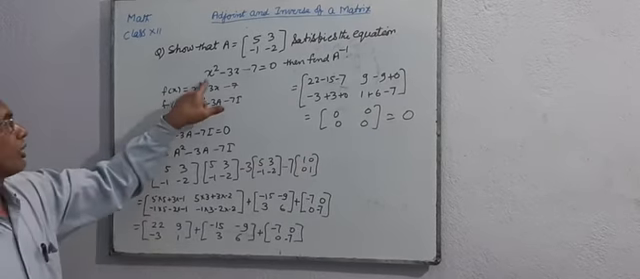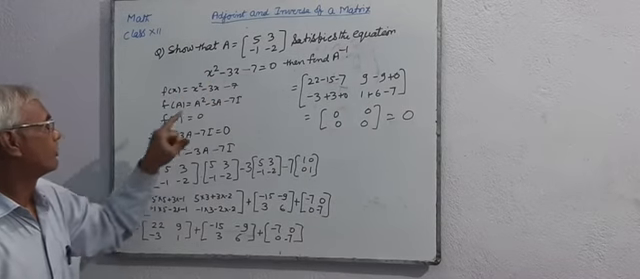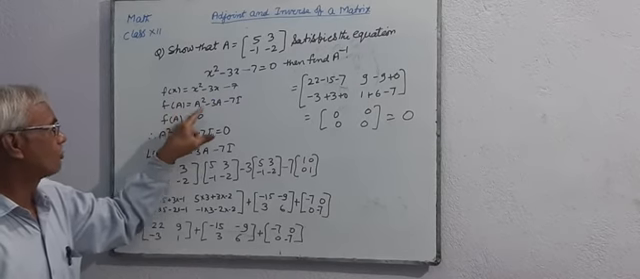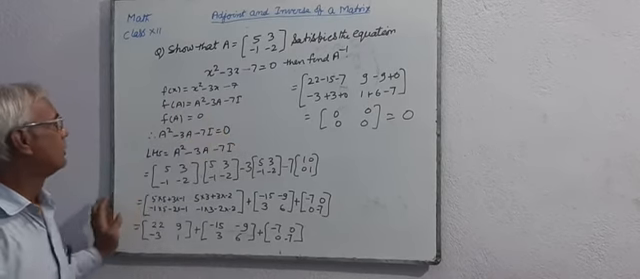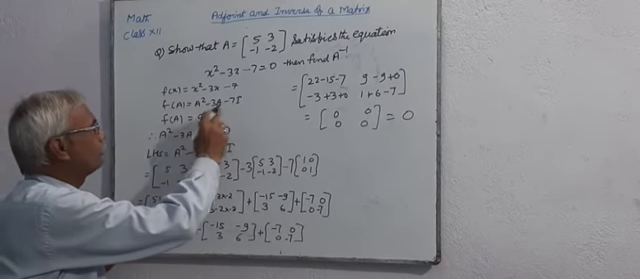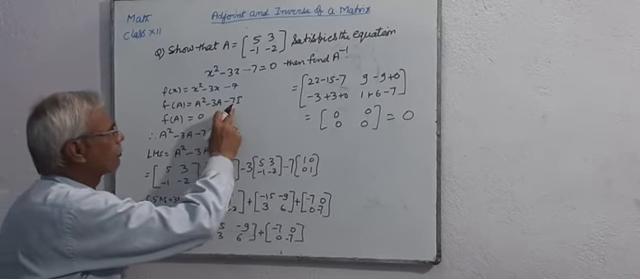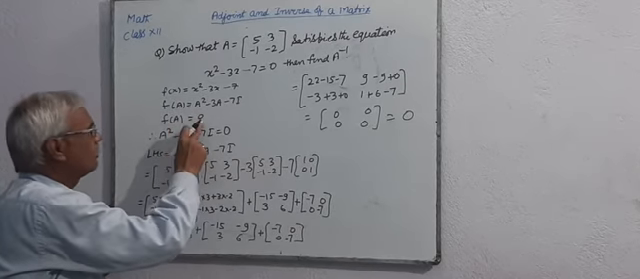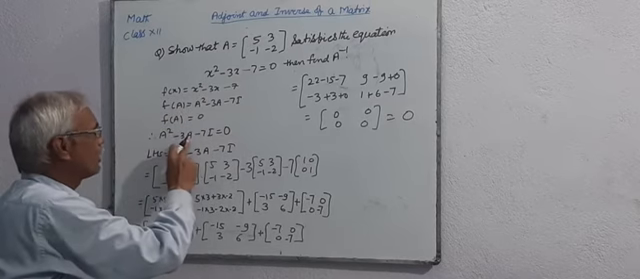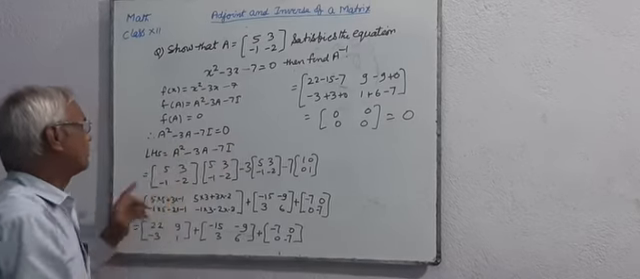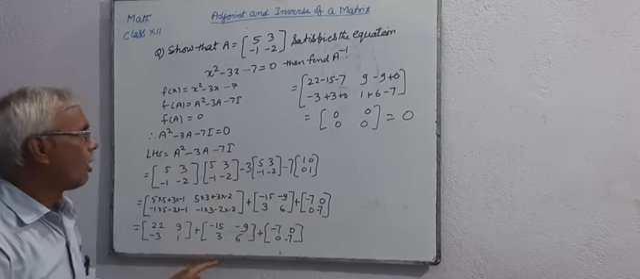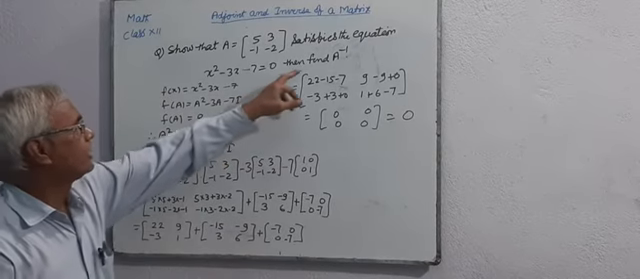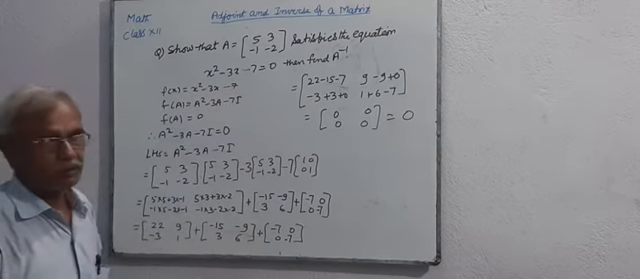First of all, we satisfy this equation. f(x) = x² - 3x - 7, f(A) = A² - 3A - 7I, because all terms are matrices. Minus 7 is a constant, multiplied by the unit matrix it becomes a matrix. f(A) = 0. A² - 3A - 7I = 0. LHS is A² - 3A - 7I. On calculating, we get the zero matrix, equal to 0. Hence proved.